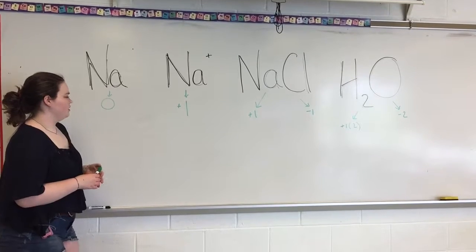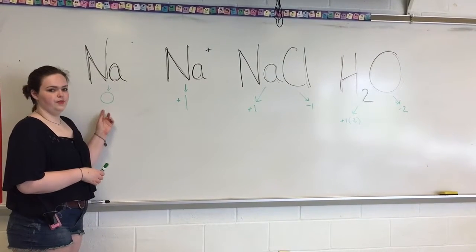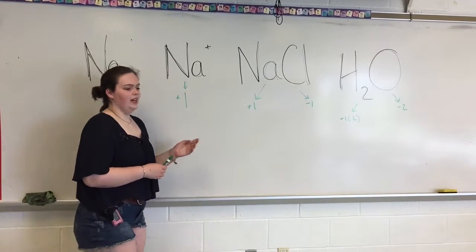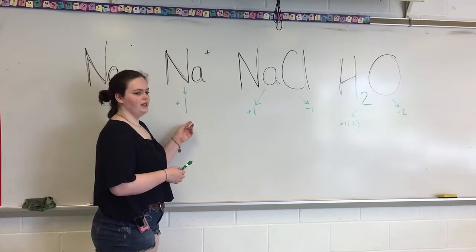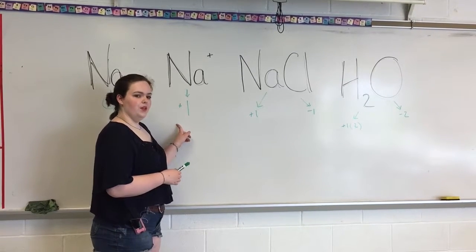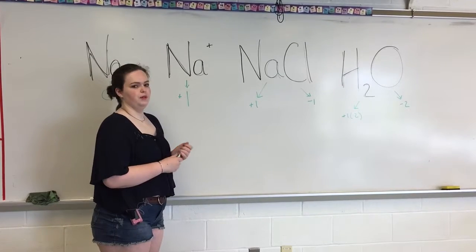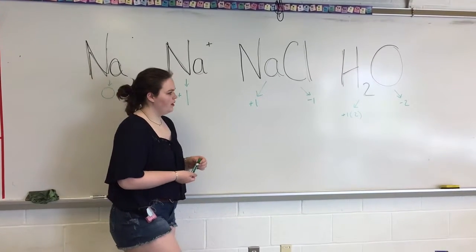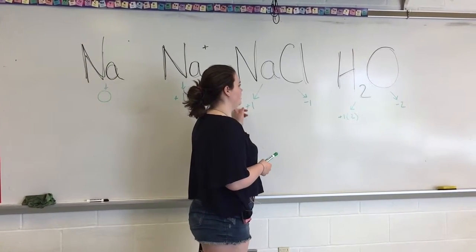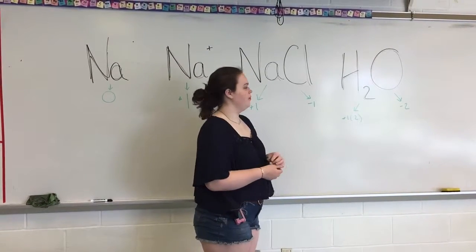Usually when an element stands alone, actually always when an element stands alone, it has an oxidation state of 0. Now, if it's an ion, it's going to have either a positive or negative oxidation state. In this example, we used sodium, which will usually have a positive 1 oxidation state number by itself in an ion form. Next we have a compound, NaCl, or sodium chloride, which is table salt.